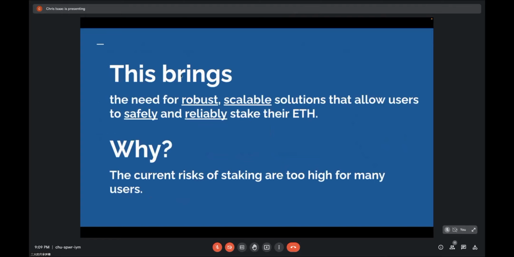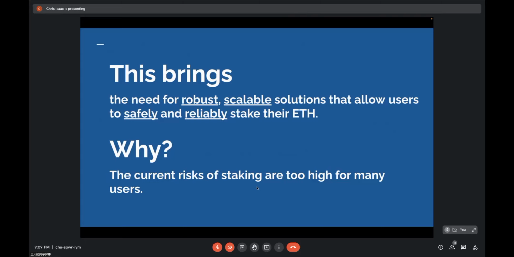So, with all of this happening, how we see it at Parastate and the SafeStake project is the need for a robust, scalable solution that allows users to safely and reliably stake their ETH in a decentralized way that keeps the network decentralized. And why do we need this? Because currently the risks of staking are just too high for many users.